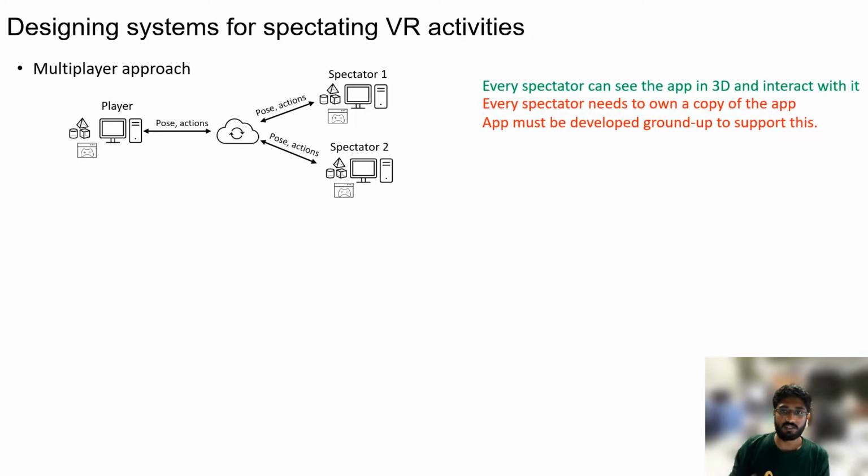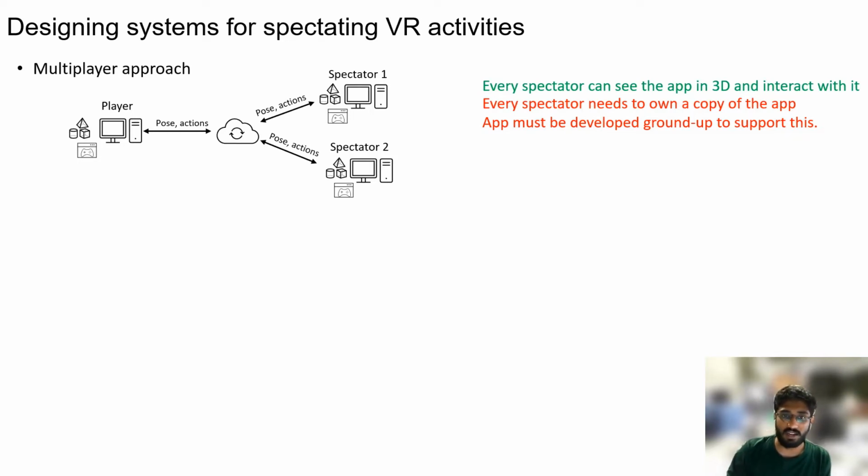So how do we first go about building systems for spectating VR activities? Today, there exist three approaches. First is the multiplayer approach. In this, the player and the spectators each have a local copy of the application assets. For the spectators, the player experience is recreated by transmitting data such as player and object poses and events. Most multiplayer games today use this approach, and hence the name.